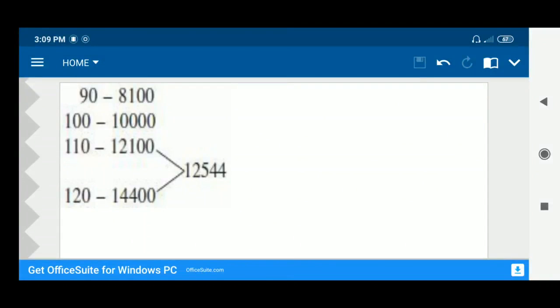Guys, let's note the figure, the diagram. 12544 lies between the squares of 110 and 120. It lies between 12100 and 14400. It's closer to 12100. Hence the answer will be the smaller number 112.